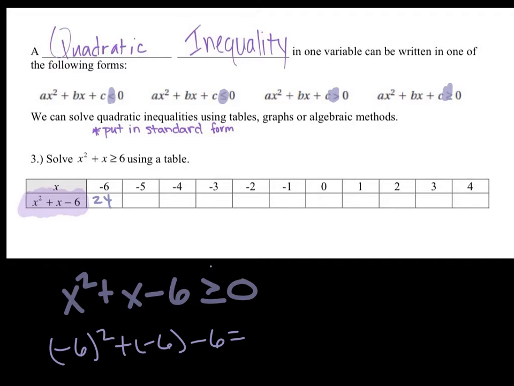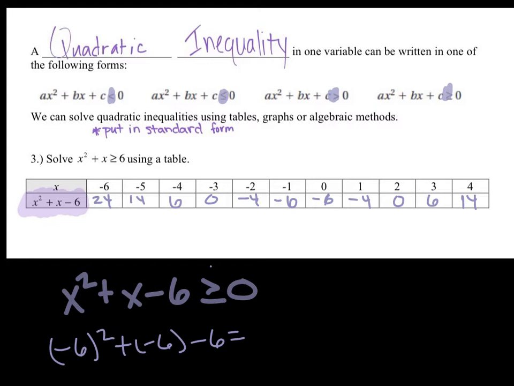So we would just keep going down the lines. If we plug in negative 5, we would get 14. Negative 3, I jumped ahead of myself, is 0. Negative 4, 6, negative 2, negative 4, negative 1, negative 6, 0, negative 6. So now we're going up the other side of the parabola. 1, negative 4, 2, 0, 3, 6, and 4, 14. So symmetrical points, so that's fine.